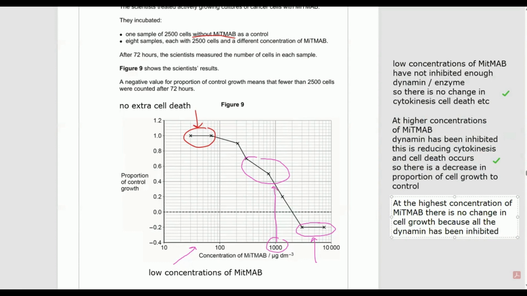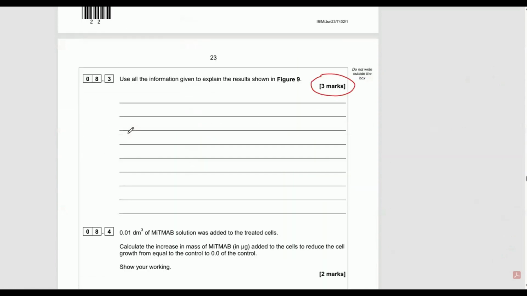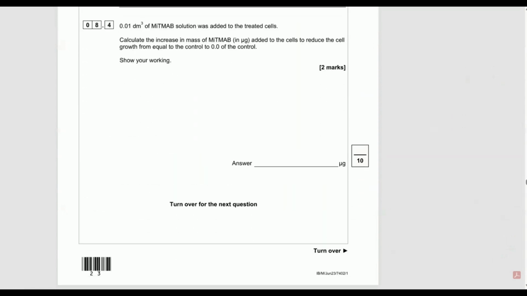So this means that all of the active sites have been denatured. They've all lost their shape due to the allosteric sites being filled with the MIPMAP inhibitor. So I would say all the enzymes are inhibited at this point. So we have no increase in cell growth. It doesn't matter if we put 1 million concentration of MIPMAP micrograms per decimeter. It doesn't matter. We would not improve the proportion of cell growth. Okay, so that was the third mark.